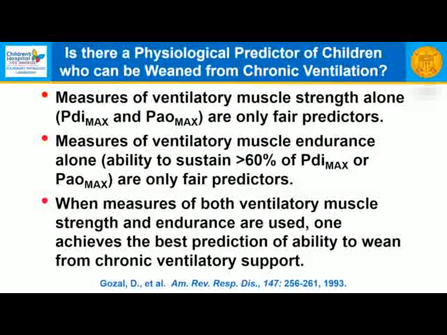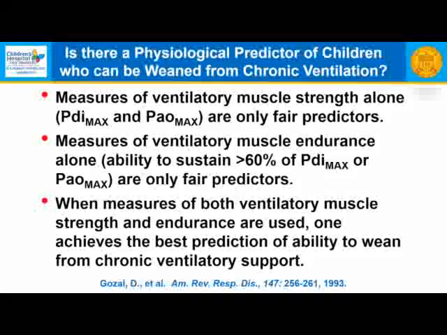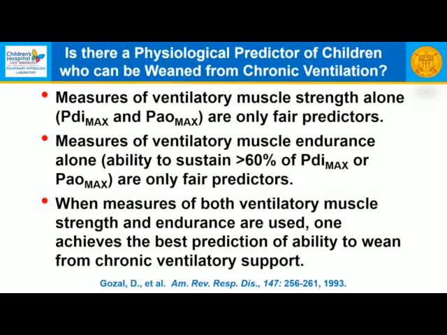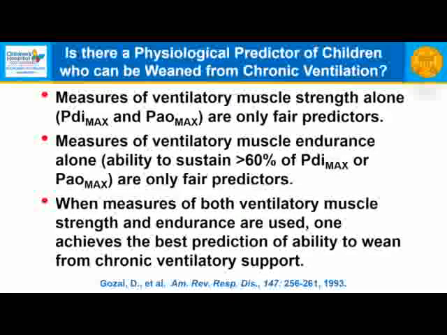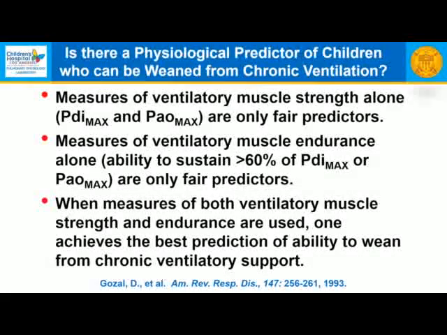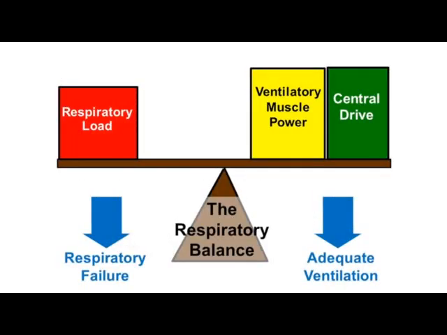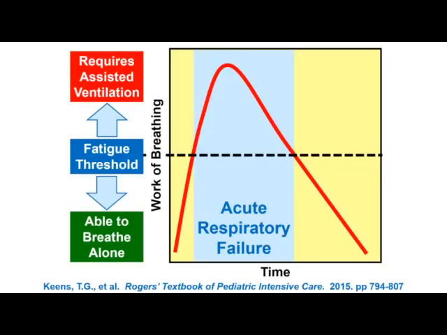So measures of ventilatory muscle strength alone, PDI max and P airway opening max, are only fair predictors. Measures of ventilatory muscle endurance alone, that is, ability to sustain greater than 60% PDI max or airway opening pressure, are only fair predictors. When measures of both ventilatory muscle strength and endurance are used, one achieves the best prediction of ability to wean from chronic ventilatory support. So again, we're dealing with the fact that the ventilatory muscle power must be able to overcome the respiratory load.